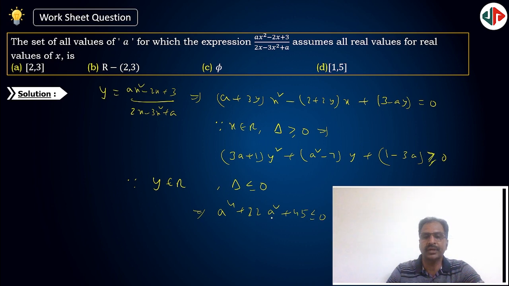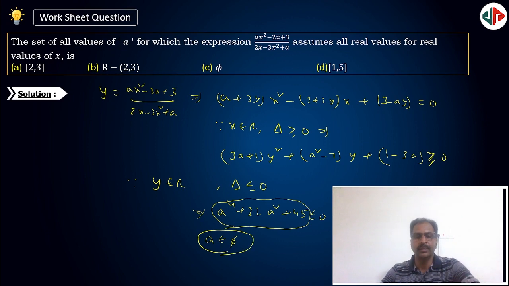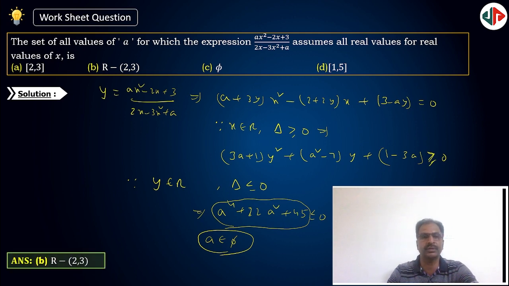See, a power 4 and a square is always positive. So this expression is always positive. It cannot be less than 0, which means a belongs to null set. Because for no value of a will this expression be less than 0, since a square, a power 4, everything is positive. So there is no value of a where the expression becomes less than or equal to 0. So option C is correct, but the key is given wrong here. The correct answer is option C.